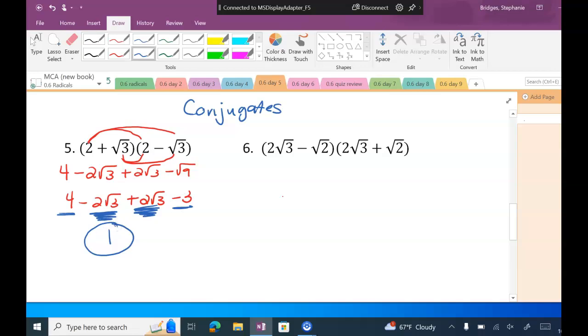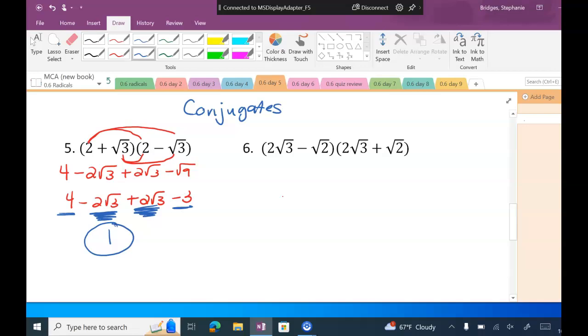Anytime you multiply a pair of conjugates involving radicals, meaning 2 binomials that are the same, except one's a plus and one's a minus, your radicals cancel out and you end up with a whole number answer. It can be a positive number or a negative number, but it is just a whole number without radicals.